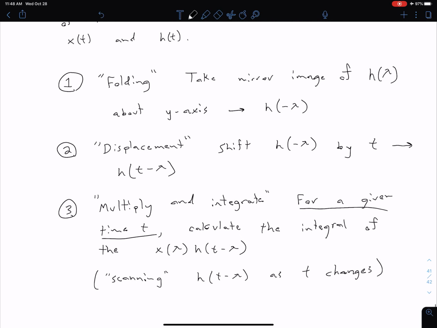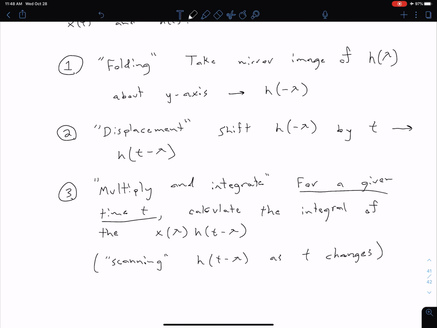I know this is kind of difficult to wrap your head around. So what we're going to do in the next video is look at a relatively simple example of doing this type of graphical convolution.